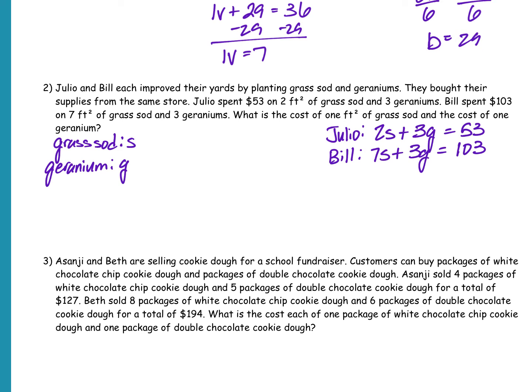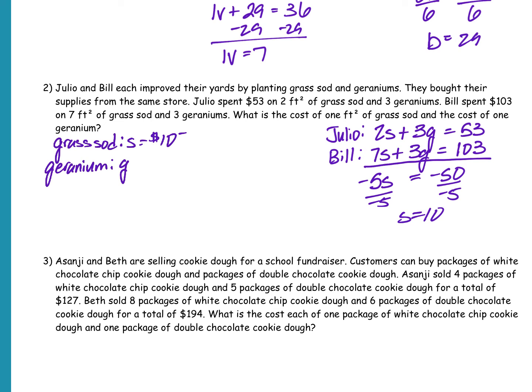And yes, I'm going to write it out again. I'm going to subtract them. What is 7 minus 2? 2 minus 7 is negative 5, so -5S. 3 minus 3 is 0. And 53 minus 103 is negative 50. And then what do I do? Divide by -5. So what do I get? 10. So my sod costs $10.